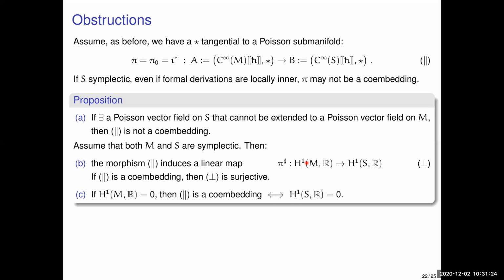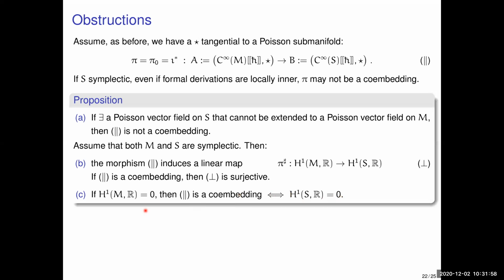Why is this true? In the symplectic case, you can identify H1 with the quotient of symplectic by Hamiltonian vector fields, which are particular kinds of derivations. So if pi is a co-embedding, it induces a surjective map from H1 to H1. As a corollary, if H1 of M is 0, then your map pi is a co-embedding if and only if also H1 of S is equal to 0.